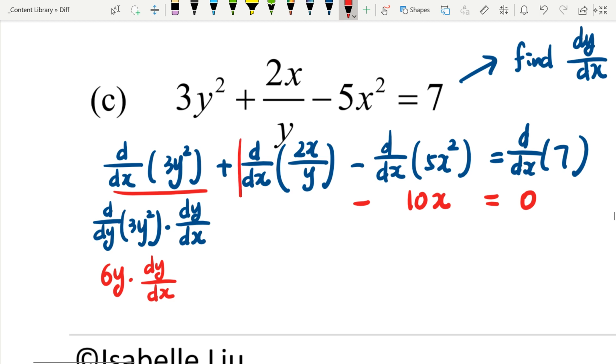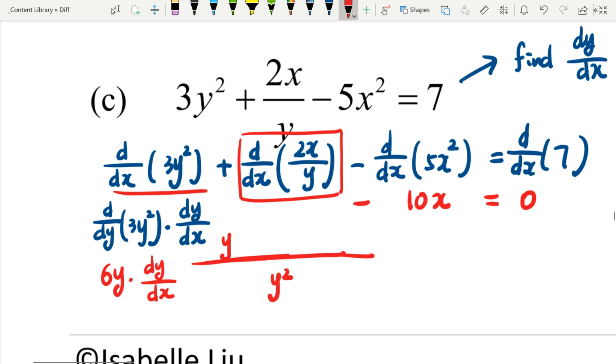Okay, the tricky one will be this one. If I want to differentiate this, what rule do I need to use? Quotient rule, right? So what is the quotient rule? What's the bottom? y squared. Have I differentiated anything in this step? No, not in this step. Okay, and then what's on the top?